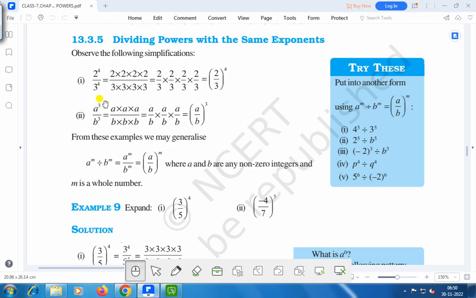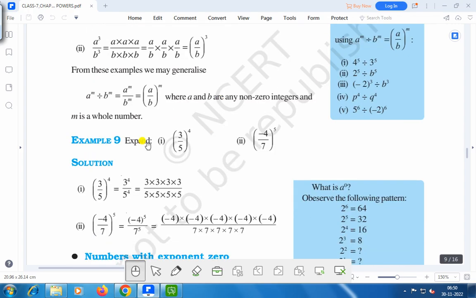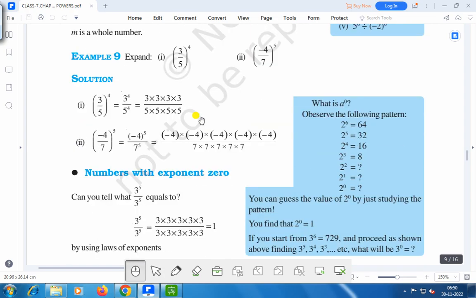a cubed, b cubed. Here the exponents are the same, therefore we can write (a by b) to the power 3. From these examples, we may generalize that a to the power m divided by b to the power m, the exponents being the same, is (a by b) to the power m, where a and b are any non-zero integers and m is a whole number. In this way, (3 by 5) to the power 4, you can write 3 to the power 4 over 5 to the power 4.